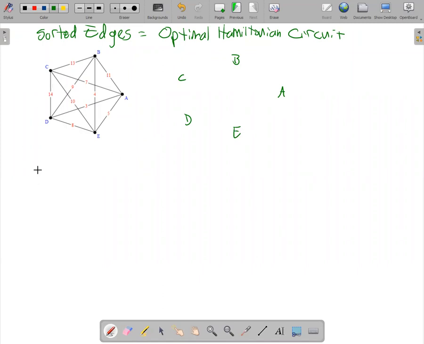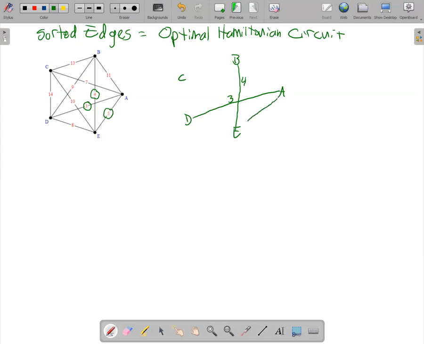First, we choose the cheapest edge possible, which on my version here seems to be a 3 from A to D. Next cheapest one is a 4 from B to E. Next cheapest would be the 5 from E to A.